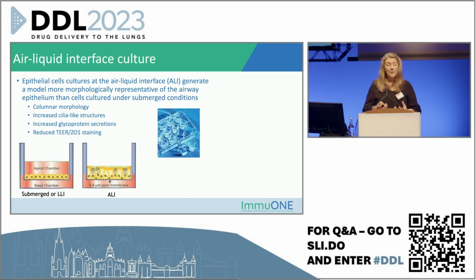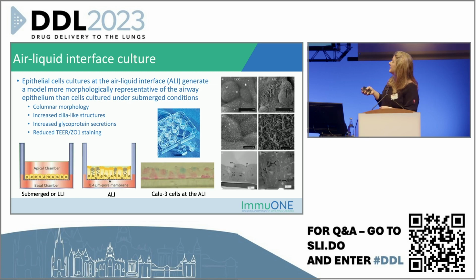Moving forward to more complex models, so growing cells at the air-liquid interface. About 20 years ago now, it became well established that if we grow cells on hanging transwell baskets and expose them to an air-liquid interface at the top, then they will grow and differentiate. They'll become more ciliated. They'll have a taller, more columnar epithelium. They'll have a change in their secretions, and their barrier function will also change to look more physiologically representative.